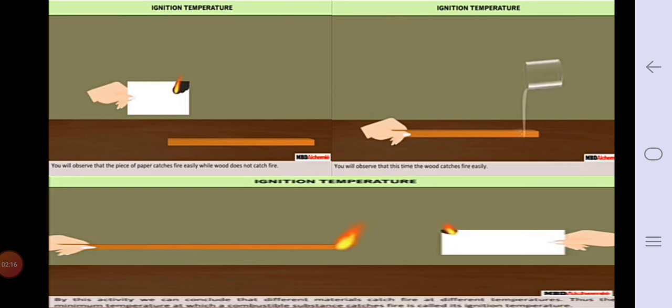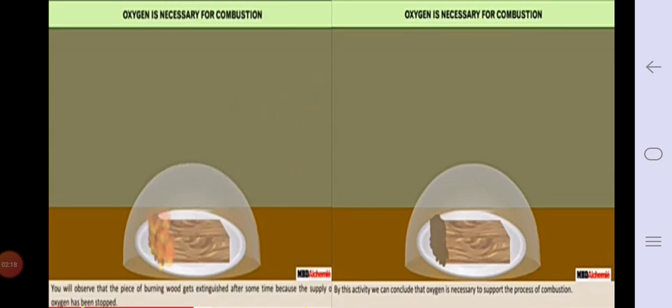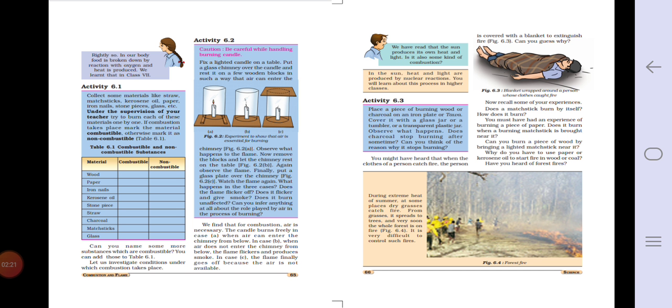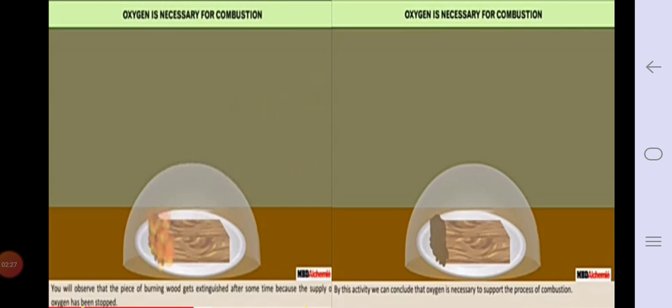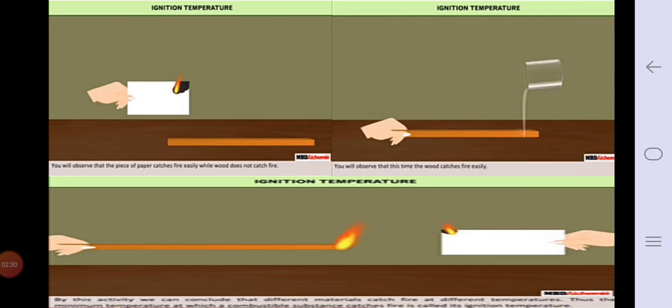Now we'll see the ignition temperature. In your textbook it is given what ignition temperature is. To understand that, we'll see these pictures. Now you can observe in the picture that two things are shown there, one is paper and one is a wooden stick. Paper burns easily with the help of a matchstick, it catches fire easily, but the wooden stick does not. With the help of a matchstick it does not catch fire easily.